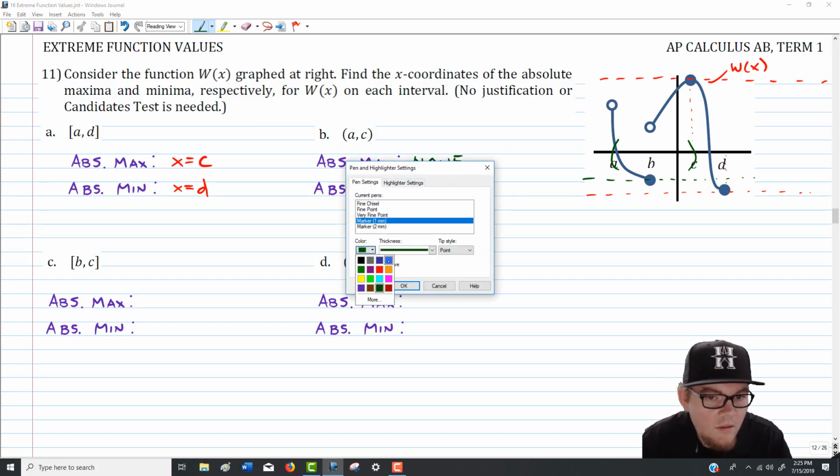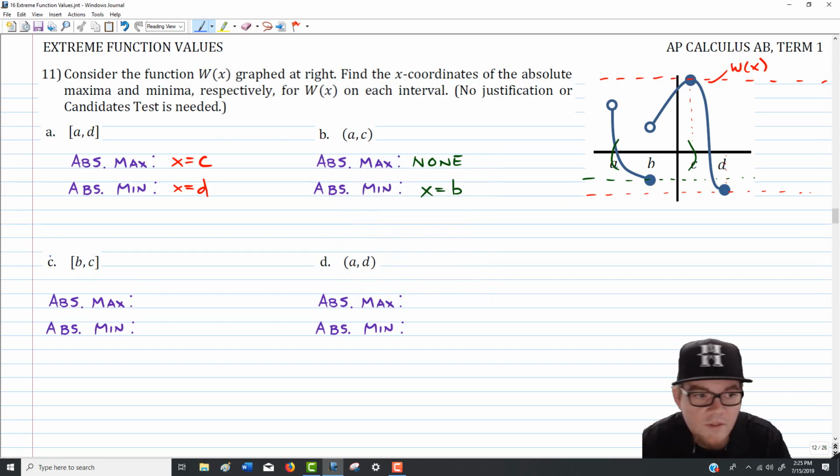Moving on to section C. We're on the closed interval from B to C. So in looking here, since we're including B, we get to include this low point down at the bottom. So the absolute min is going to be at x equals b. We didn't get far enough over to the right to include the one at d. And the maximum obviously occurs at c for the whole function. So on this smaller subinterval, x equals c should be the maximum as well.